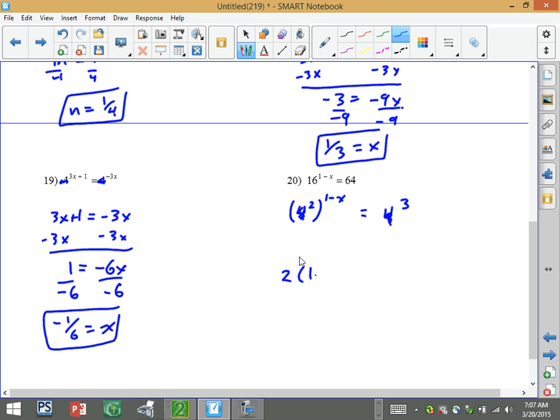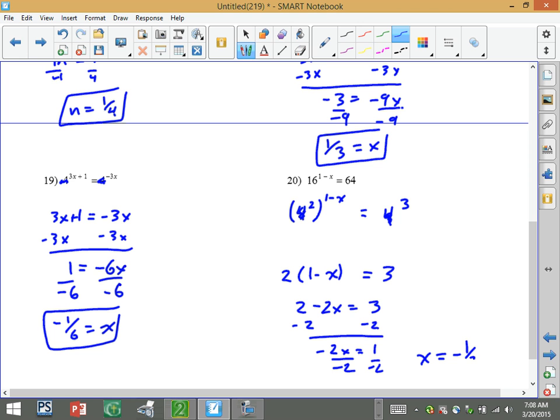Now that we got the same base, ignore this stuff. So we end up with 2 times 1 minus x equals 3. Distribute. 2 minus 2x equals 3. Subtract 2 from both sides. So negative 2x equals 1. Divide by negative 2. So x equals negative 1/2. So there'll be a little bit of each of those on your quiz on Monday.